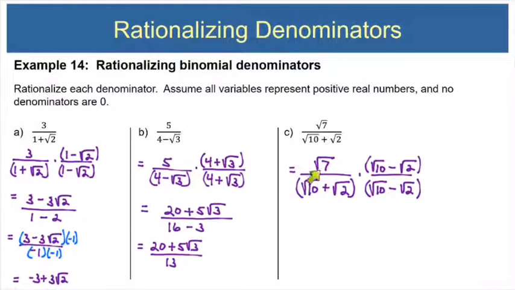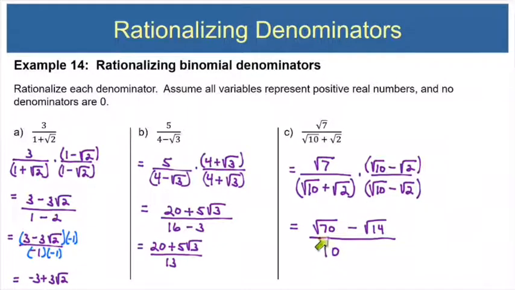And now we're going to distribute the square root of 7 through here, and we're going to use the FOIL method in the denominator. So here we go. Square root of 7 times square root of 10 is going to be square root of 70. Notice that there are no perfect square factors of 70 because this is just 7 times 2 times 5. So this radical cannot be reduced. And now we have square root of 7 times square root of 2, so that's going to make minus square root of 14.